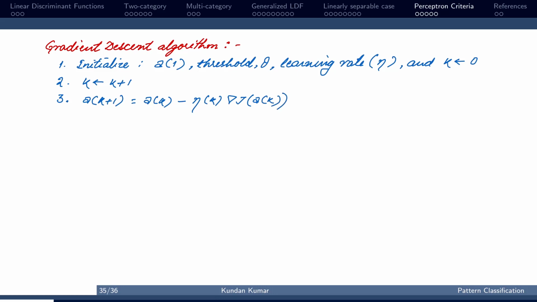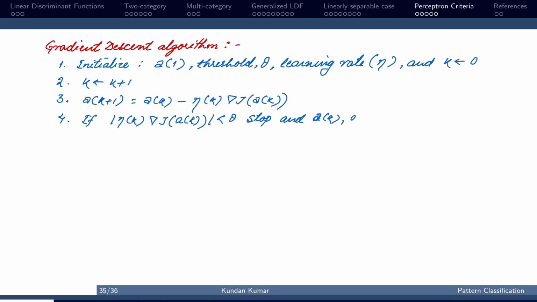Okay, and in the fourth step, we check the condition: if the magnitude of eta(k) grad J(a(k)) is less than theta, then we will stop and the updated weight vector will be returned.